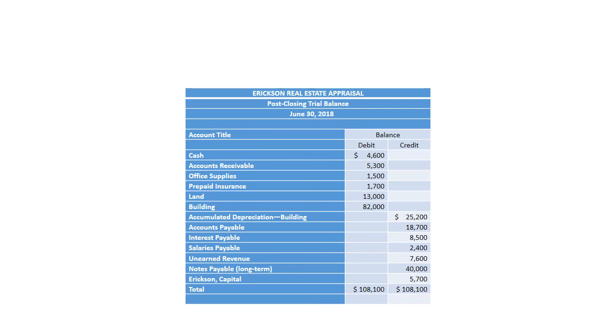Then we have the 4 or 5 liabilities. Accounts payable still has a balance of $18,700. Interest payable still has a credit of $8,500. Salaries payable, credit of $2,400. Unearned revenue and notes payable. So just one more time, those balances do not change during this process. The only permanent account balance that does change is capital, and it's just updated to its new balance.